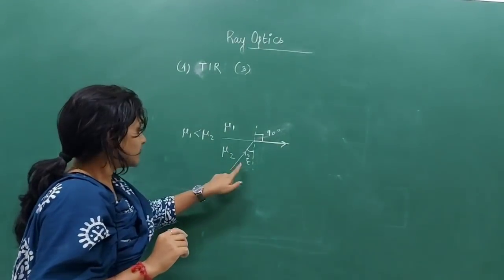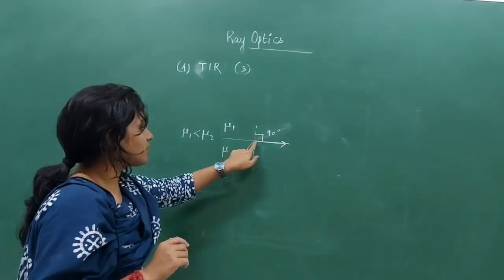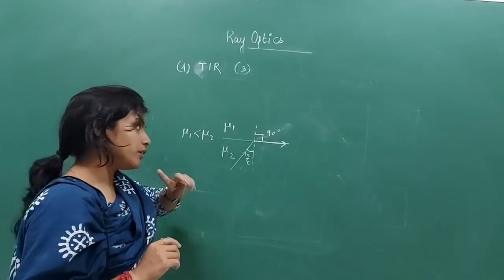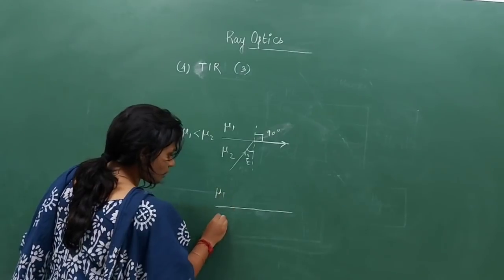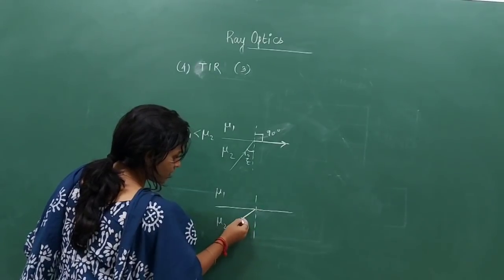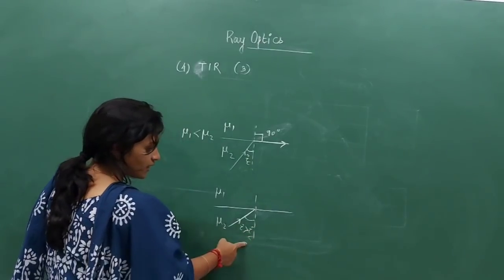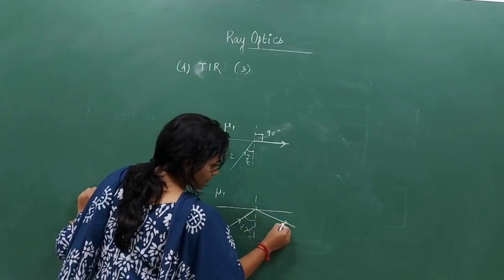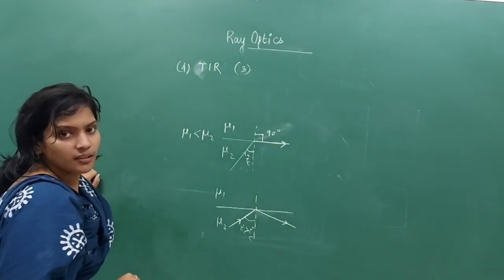When the angle of incidence of light on the surface is greater than the critical angle, the ray will be reflected instead of refracted. Like this, taking the same medium, this one is mu1, this one is mu2. If I have an angle of incidence greater than the critical angle, the ray will be reflected like this. And this is all about total internal reflection.